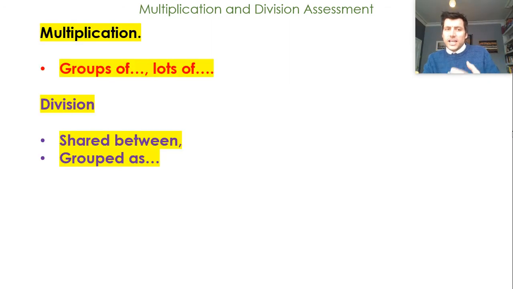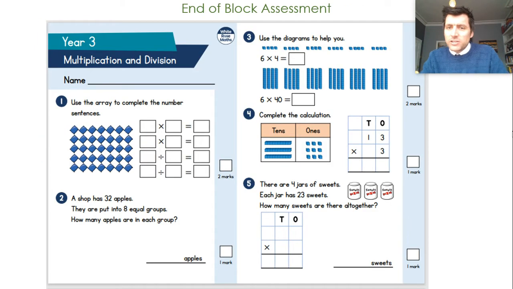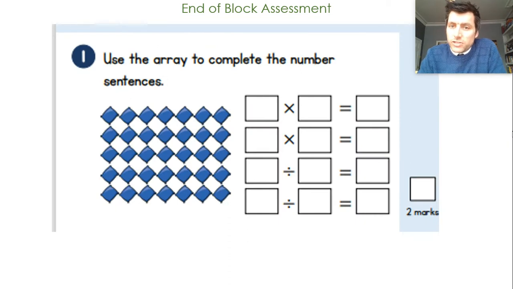So going through these then, reminding multiplication is lots of or groups of, and similarly, division is when we group things together and we see how many is in each group, or when we share it between each group and we see how many is in each group and how many groups we've got. They're linked really closely. It's important to remember that, especially when we look at our first question on the first page. The first question is about using arrays.